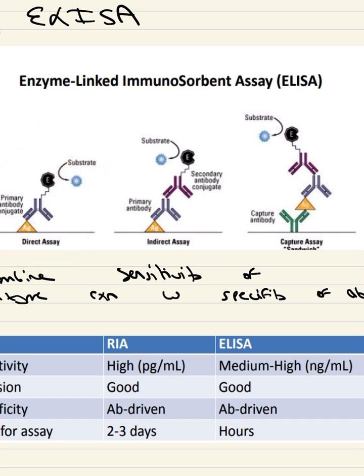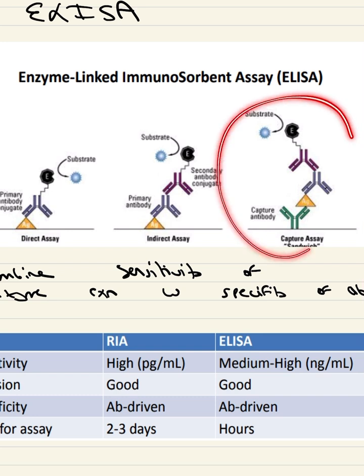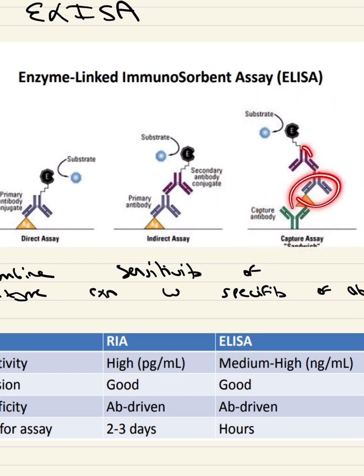It's the same thing. And then you also have sandwich ELISA, where you have a capture antibody, the antigen, another antibody, and basically another antibody that is linked to this. Or you can have an indirect assay, where you have your antigen, primary antibody, and secondary antibody conjugate, okay? So that's that. You have a primary antibody and a secondary one that's linked to the enzyme, but it's the same idea.